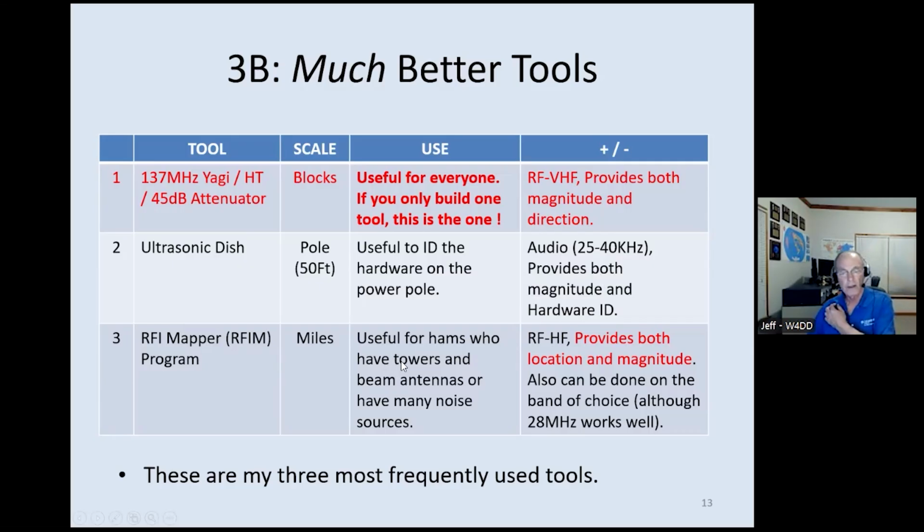And the third tool I use very frequently is something called RFI Mapper. Very useful for hams where you have towers and you have to look out farther, like more than a quarter mile, half mile. And it provides both location and magnitude in a very visual form. We'll talk about that a little more. But I use these tools all the time. Every time I get an RFI case, I usually work down these until proven otherwise.